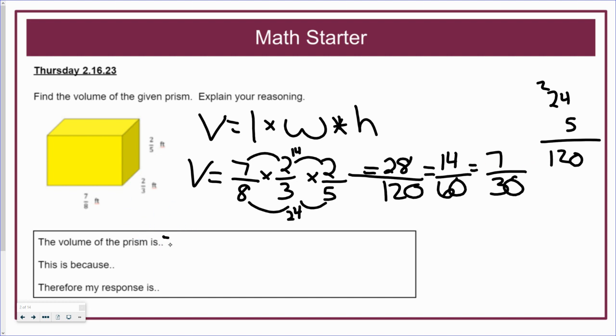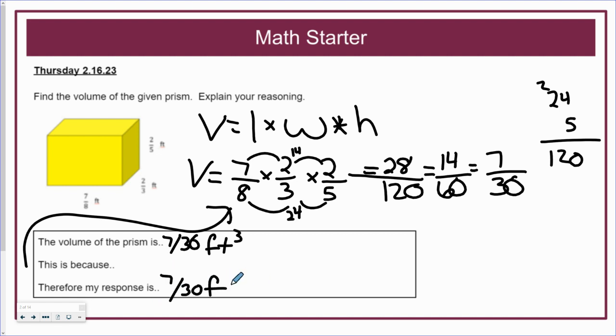So the volume of the prism would be 7/30 feet cubed, or you can just write out the words cubic feet. This is because everything we set up here. Therefore, my response is 7/30 feet cubed, or cubic feet. You can type out the words if you can't do the exponent in your doc. All right, so I'm going to give you guys a minute to get that in. Once this is in, please submit your math starters because it is Thursday.